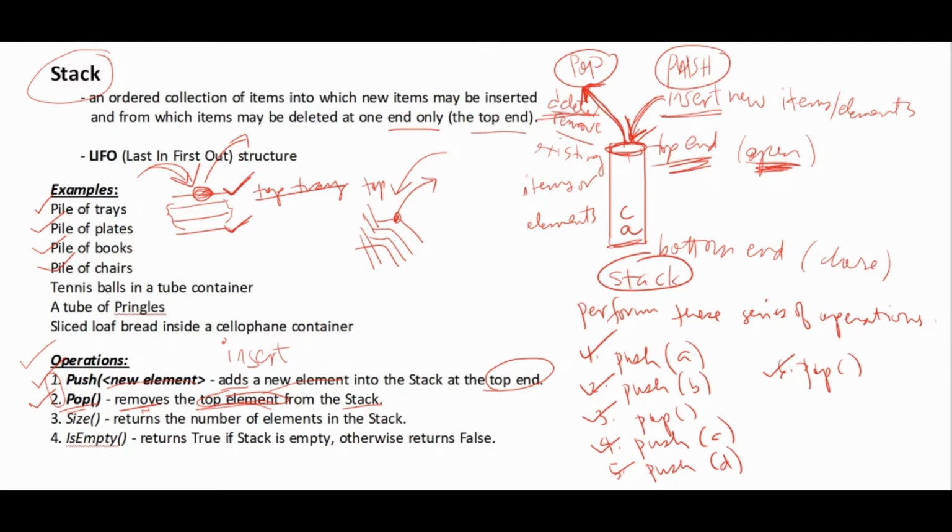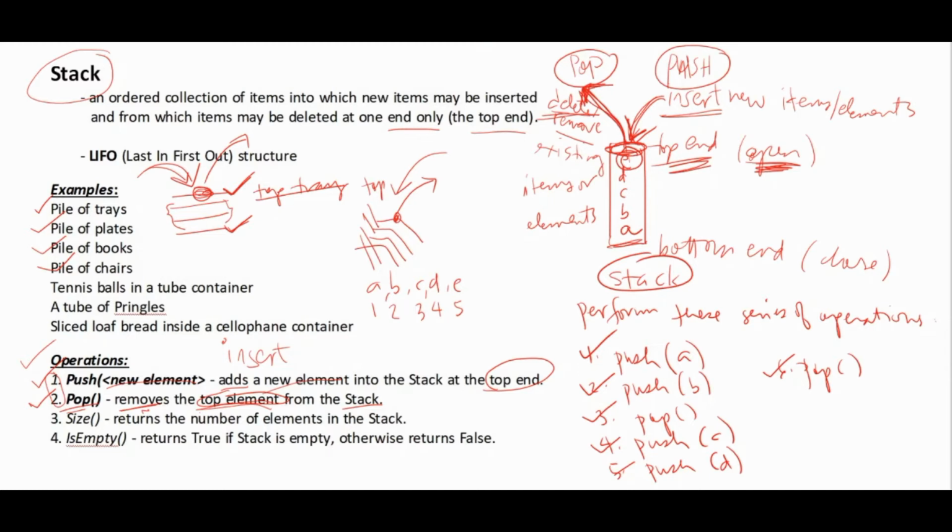So if we push A, B, C, D, E in that order, this is the first, second to push, and then third, fourth, and the fifth, and the last element to be inserted or pushed into the stack. So it would look like this: A, B, C, D, and lastly E. So notice that the last element E to get inside is the first element to get out.